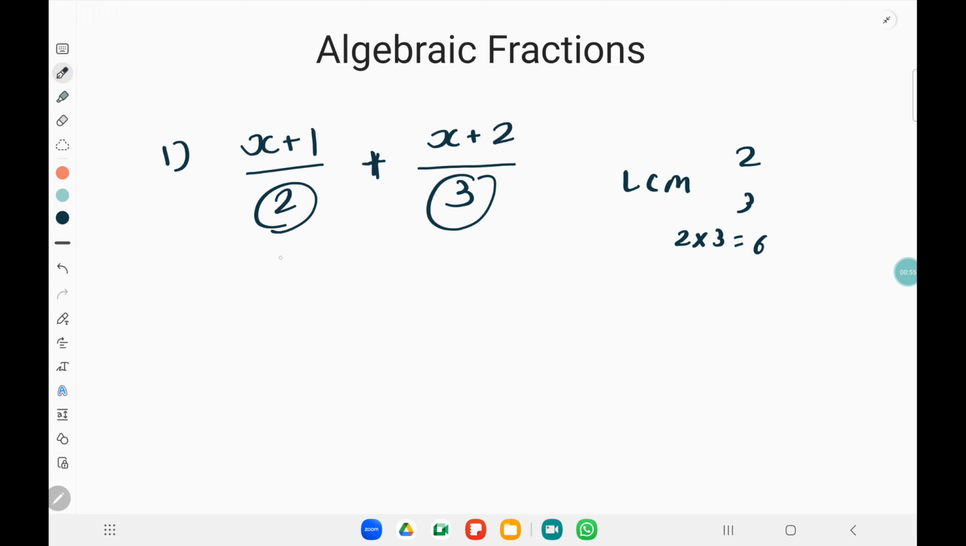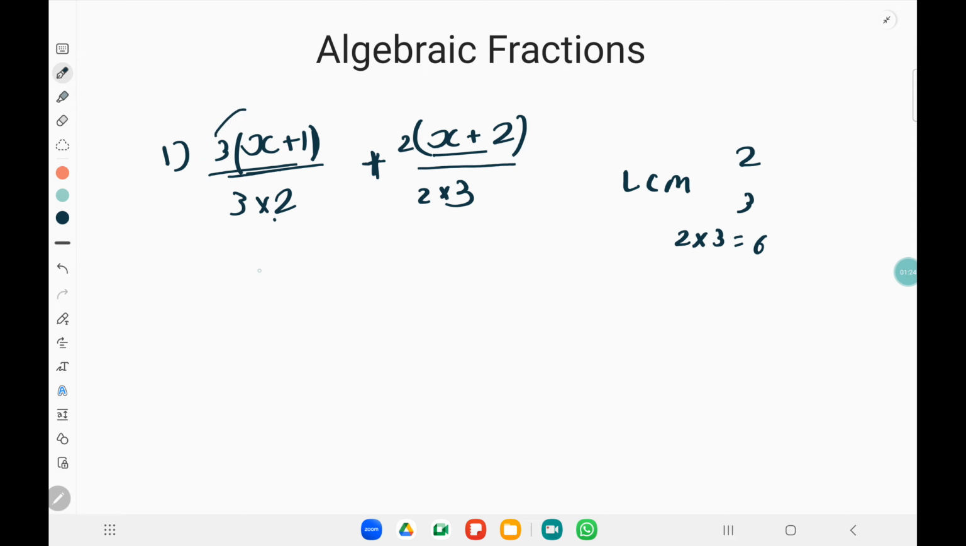So what I am going to do here: if I want to turn this denominator into 6, I have to multiply by 3. So top and bottom both we multiply by 3. And here this 3, if I want to make 6, I have to multiply by 2. So we multiply top and bottom both by 2. That's it. Let's expand this bracket.